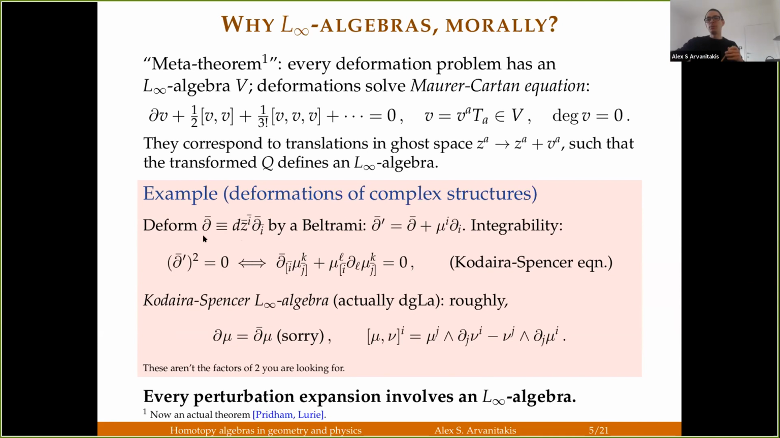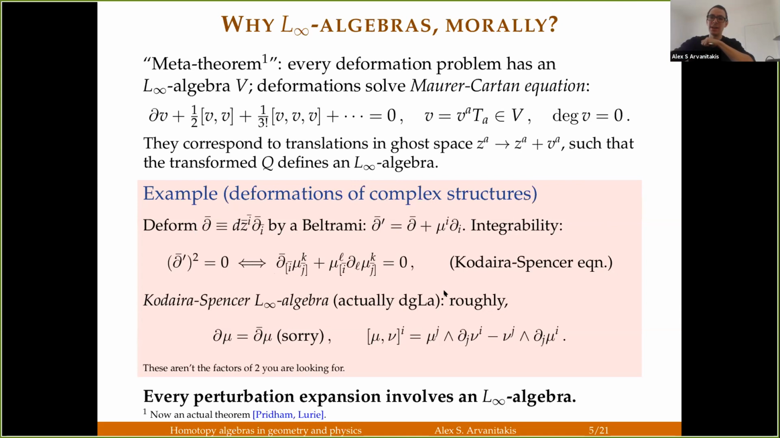So I deform the complex structure by shifting d bar to d bar prime, involving this mu I, which is a vector valued 1 form. And then this is a kosher complex structure if this d bar prime squares to 0. You do a short calculation, and then you find the Kodaira-Spencer equation, which is quite famous. It's also the equation of motion in type 2, 2B topological string field theory. And this is an example of this general meta theorem, general philosophy.